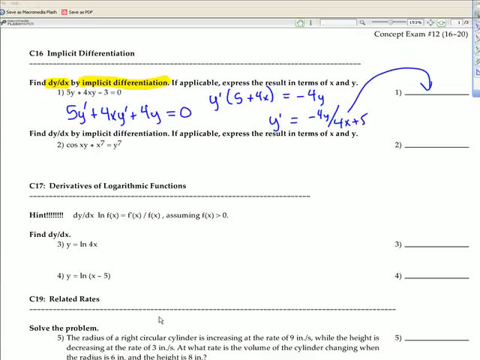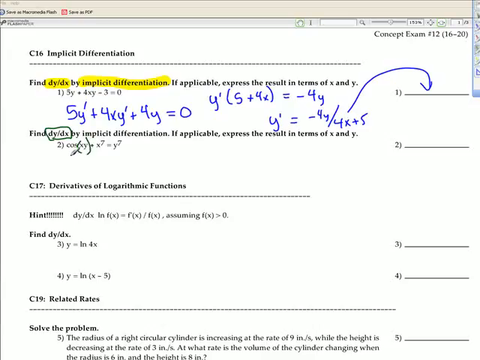Any questions on this one so far? All right, number 2, we're asked to find dy dx again. They suggest that we use implicit differentiation and again express in terms of x and y. And we said we're going to read this as cosine of xy.